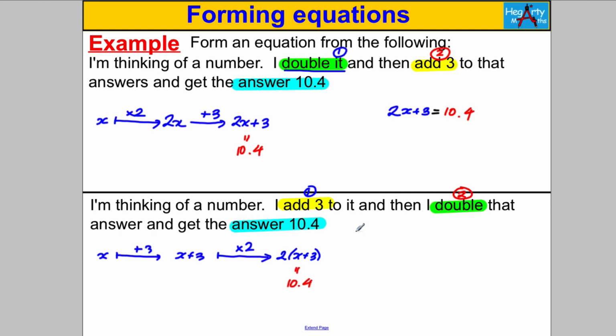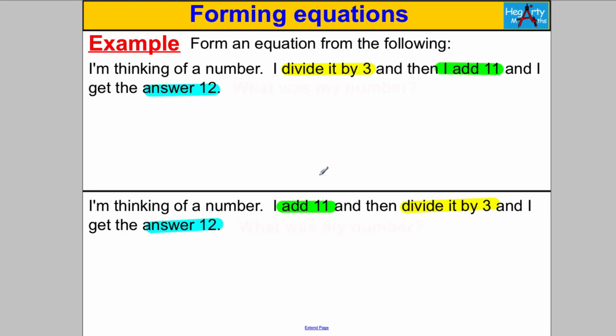Now look, we formed our equation. 2 brackets x add 3 is equal to 10.4. And that's different from above. See, above it was 2 lots of x plus 3 is 10.4. This here is 2 lots of brackets x plus 3 is 10.4. And they're very different from each other, and solving them is going to be different. So hopefully that makes sense. Last example. Pause, do try this before I show you the answer.